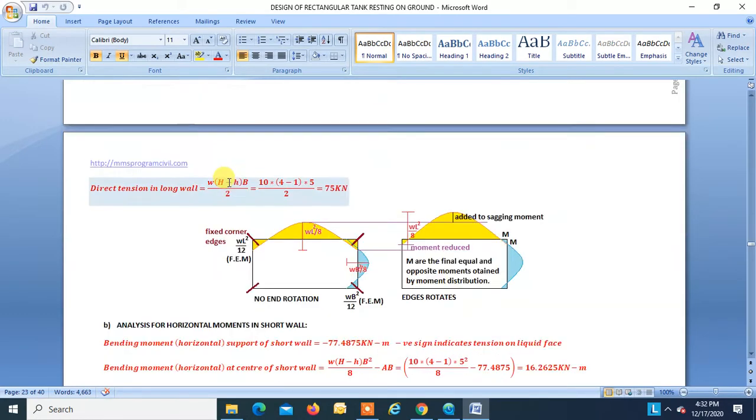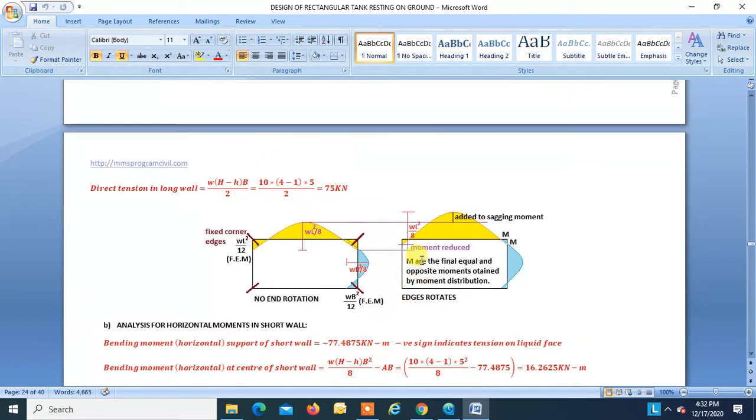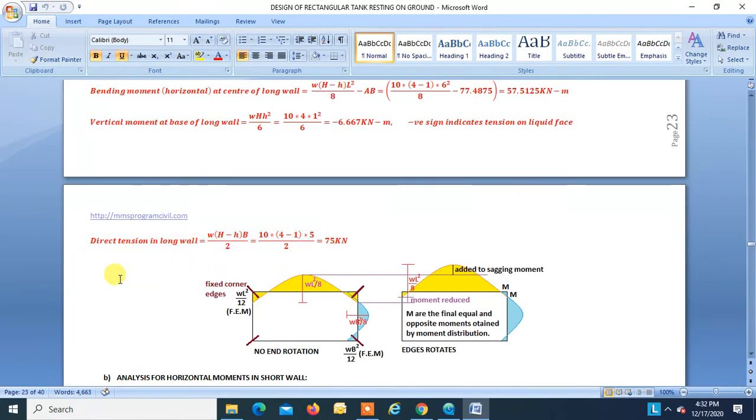So for the long wall we have to see this: cantilever action for the long wall, and cantilever action for the short wall. Now coming to the direct tension in the long wall, this is a formula which we just saw above. That is equal to 75 kilonewton.